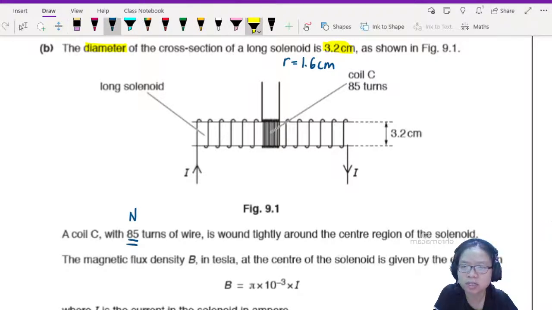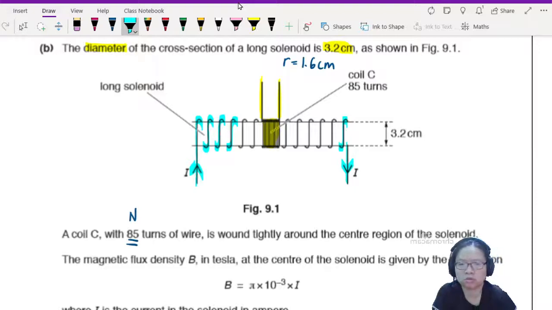You see here, there's a coil C. I'm going to highlight coil C. This is your coil C. It's tightly wound and it's wound around the solenoid. Which is the solenoid, you ask? The solenoid is this coil, the one with this current. This is the solenoid current. So this is the solenoid. Where's the current in the coil? I don't know. Read the question first.